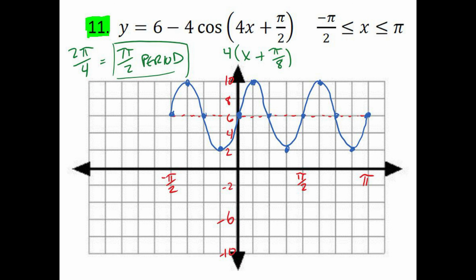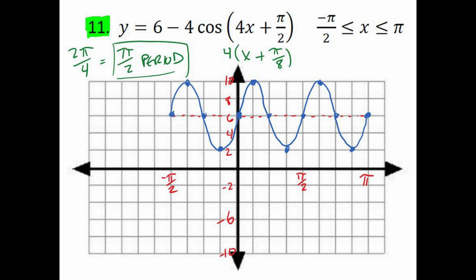So that means we're going to shift this entire graph over to the left 1/8 of a pi. So now when we set up the scale, they want us to go from negative half a pi to positive pi. So I cut this up into eighths because I knew I was going to be shifting this to the left 1/8 of a pi, and I wanted to have nice units to do for this. So that's what I did here.